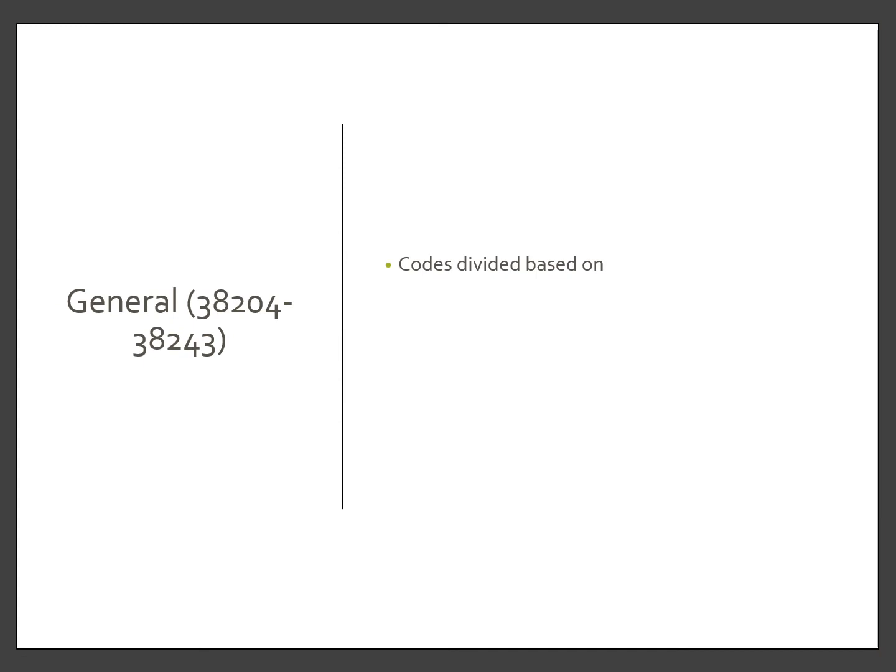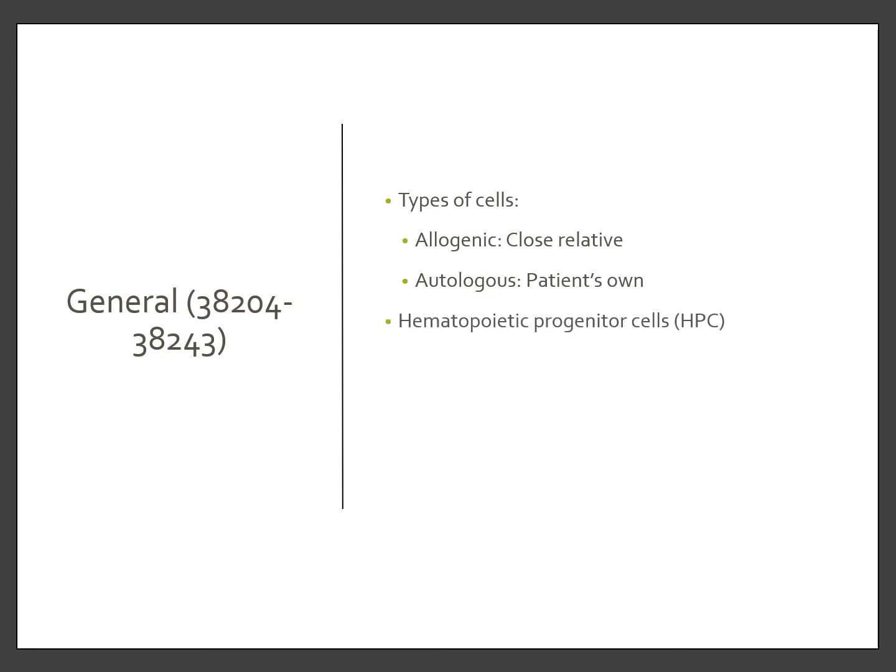Under general heading, the codes are based on aspiration, biopsy, harvesting, transplantation, and we have types of cells. Allogenic is a close relative. Autologous is a patient's own, and hematopoietic progenitor cells, HPC, those are taken from the bone marrow. That's where our cells all begin. We have peripheral blood aphereses and umbilical cord blood. So this is where we can find these progenitor cells.